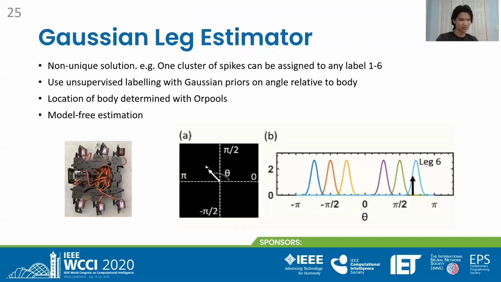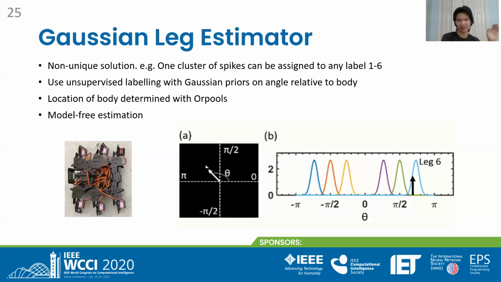So the Gaussian leg estimator touches on the problem where you can see pixels activating, but you don't know where you should activate them because there are 6 legs. How do I know which leg to activate? How do I know which neuron to pick to spike? The problem with this is that leg labels have a non-unique solution, meaning that I can have labels 1 through 6 for these legs, and label 1 can go anywhere. It doesn't really matter. There's no way you can really model what leg should be what number.